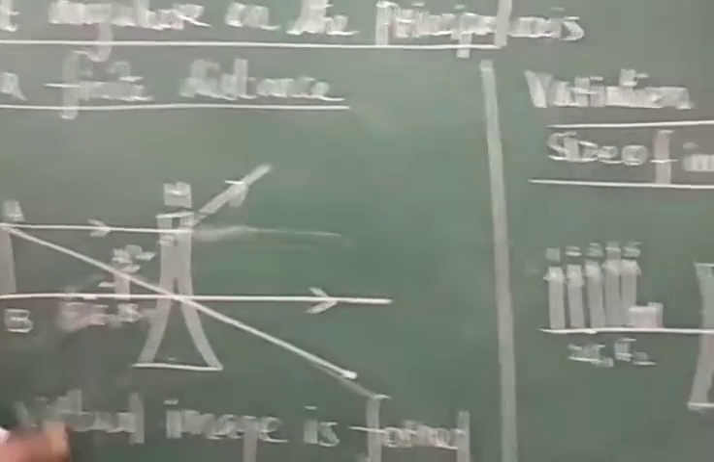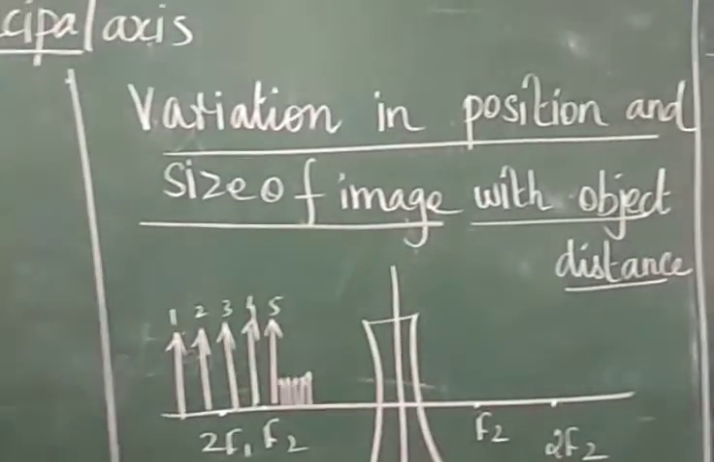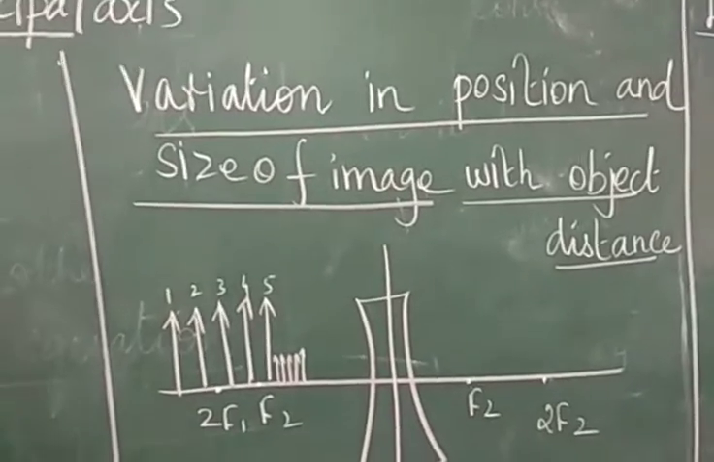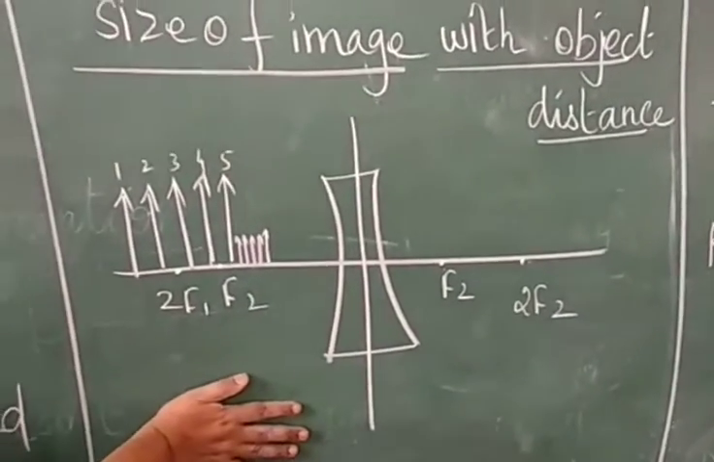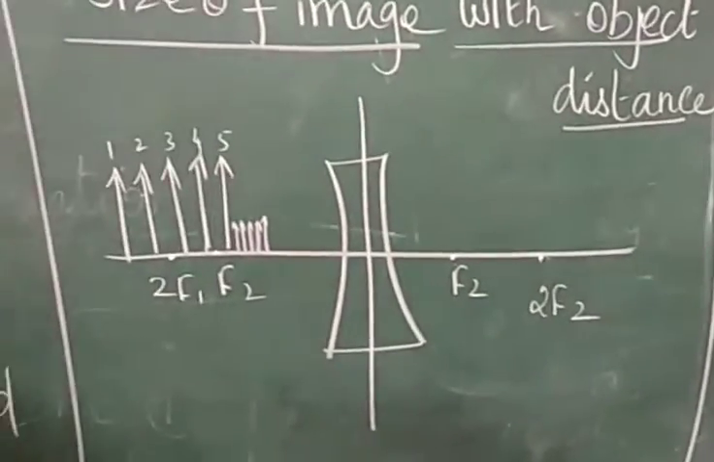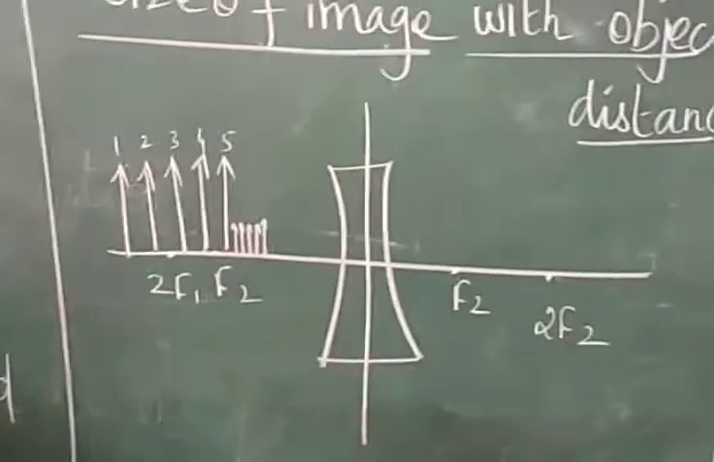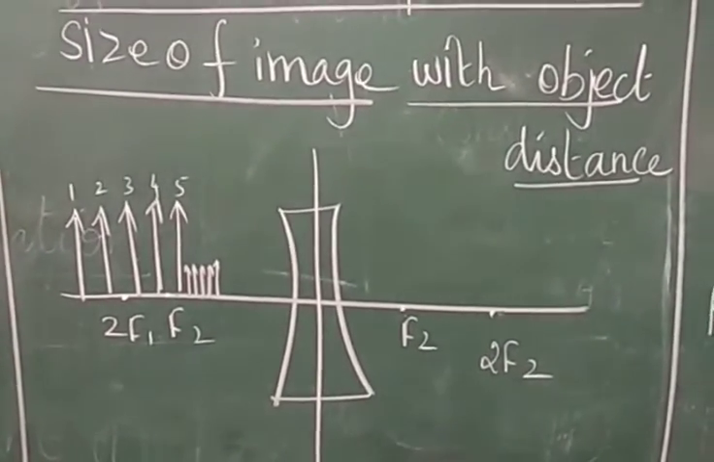Next heading, it is given in your book, page number 22, variation in position and size of the image with the object distance. You see this diagram: as the distance between the object and the lens is decreased, the distance between the image and the lens also keeps decreasing, and the size of the image increases.